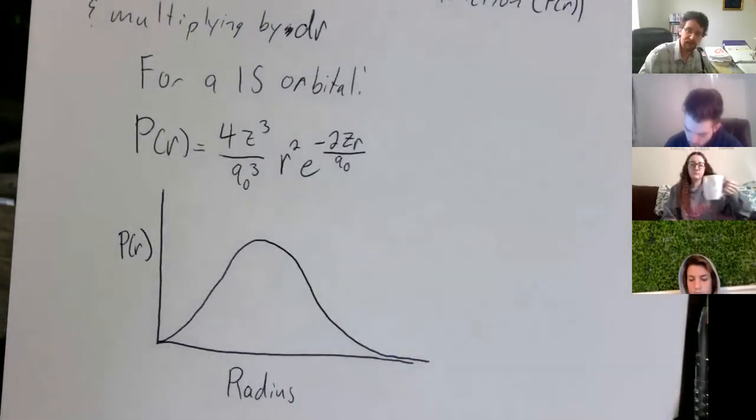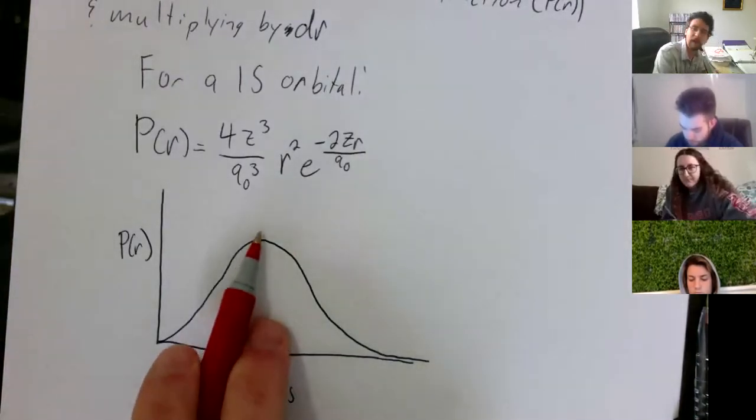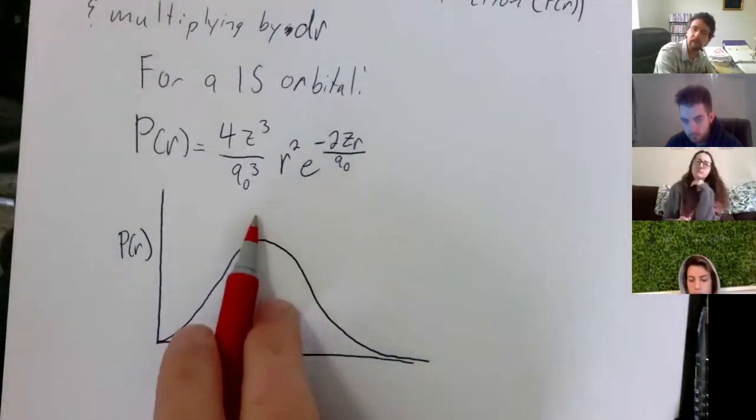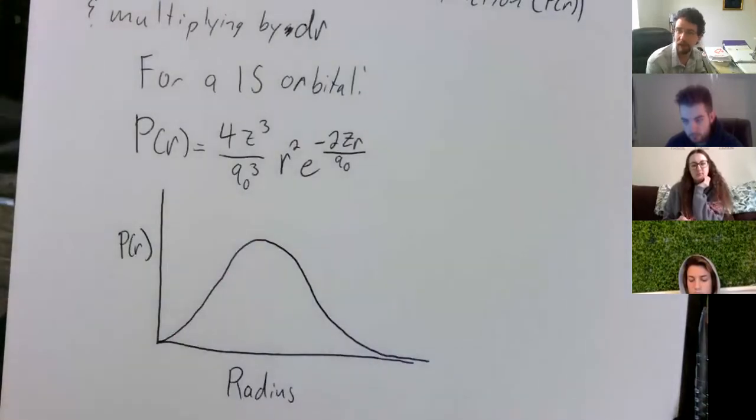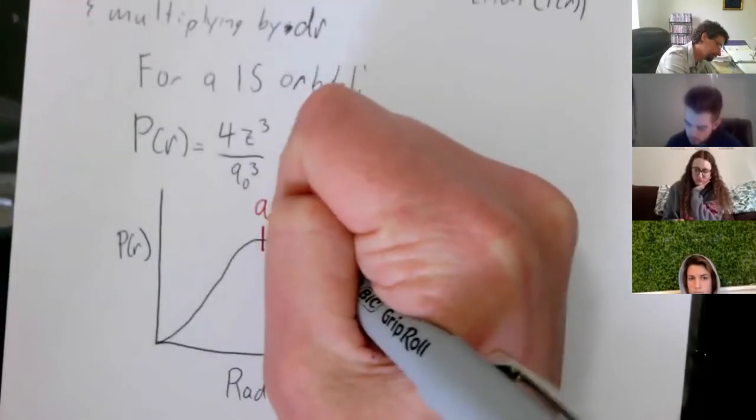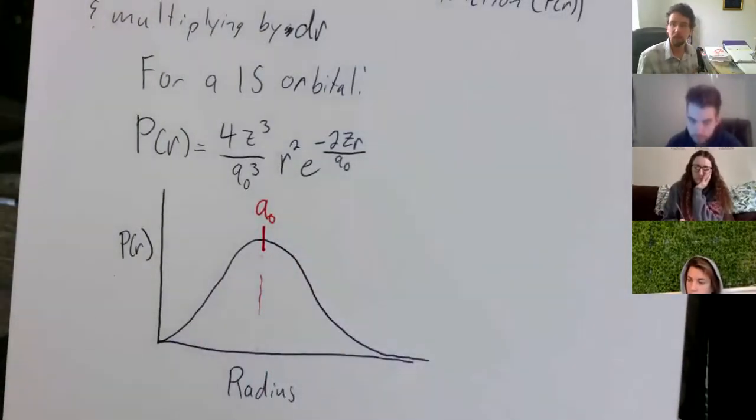So now looking at this, remember this is a 1s orbital. For the 1s orbital of a hydrogen atom, at what radius will the probability be at its max? The Bohr radius. Yep, it's the Bohr radius. That's at a naught, and that's the place where it's more likely to be.